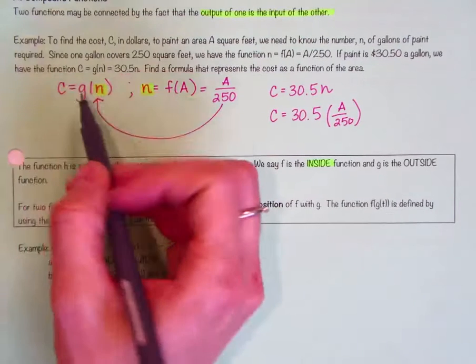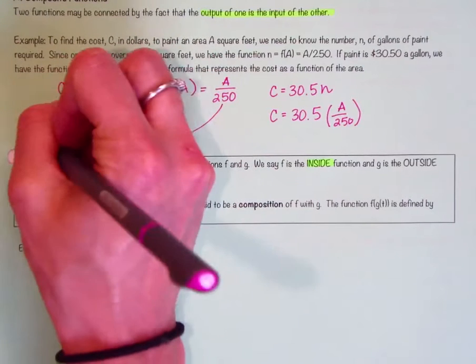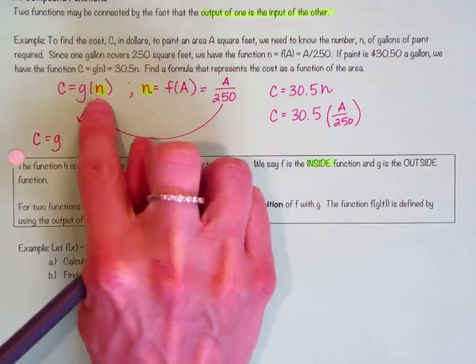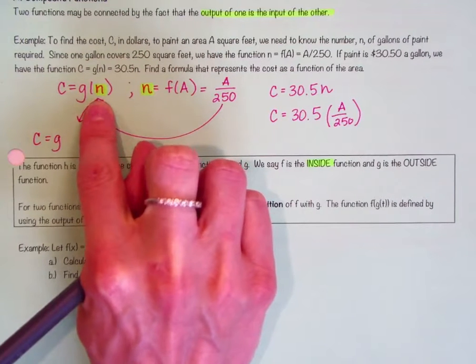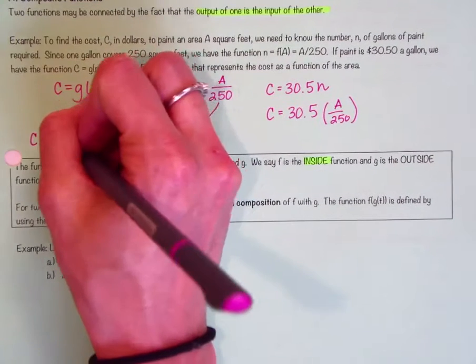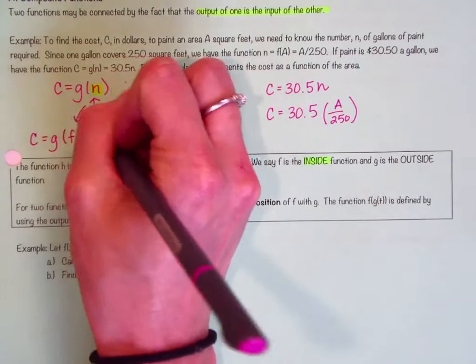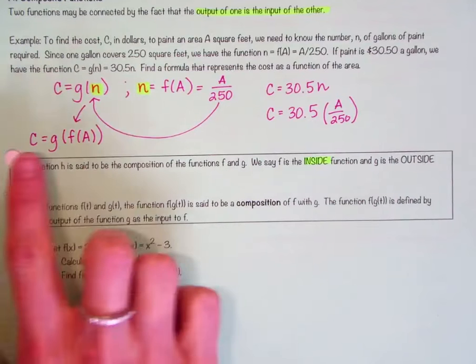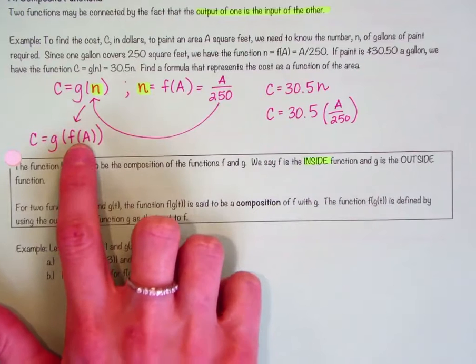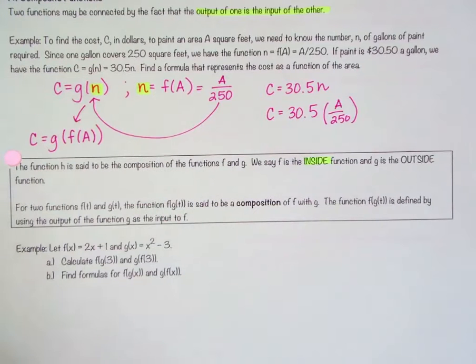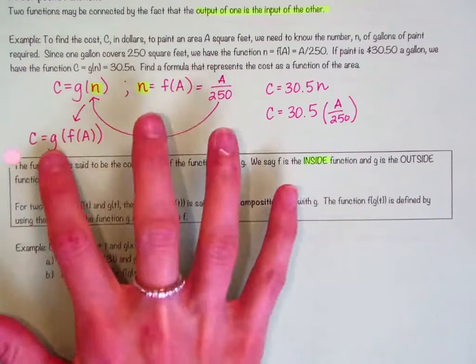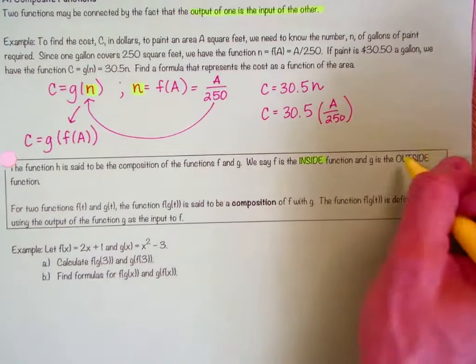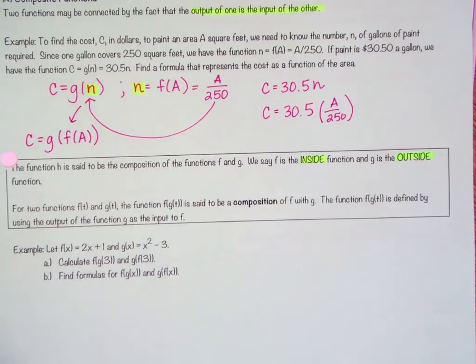So I could have also rewritten this right here in function notation. So instead of using the input n, using f of a, so just using that equation, but in function notation. So this f of a part right here is said to be the inside function because it's in the parentheses. And then g is our outside function. Okay, that's what's on the outside.